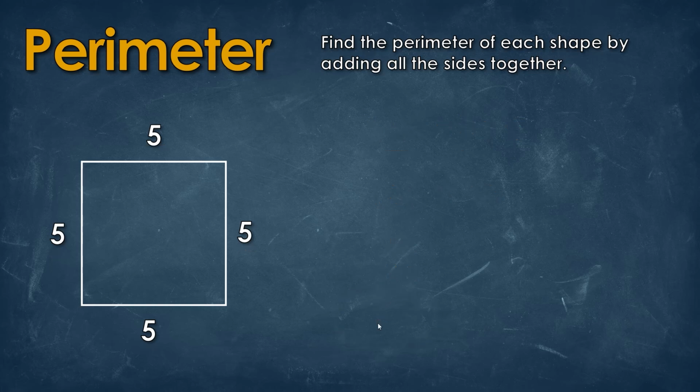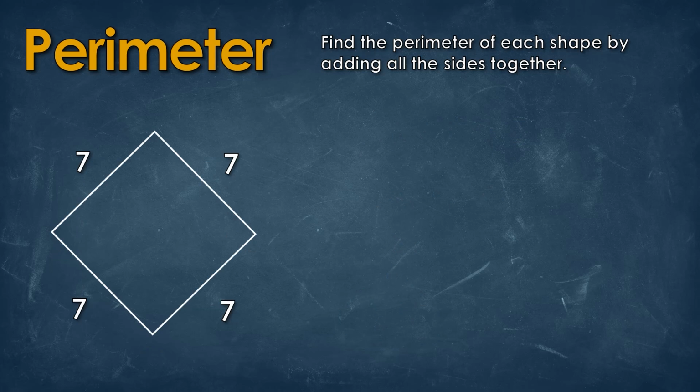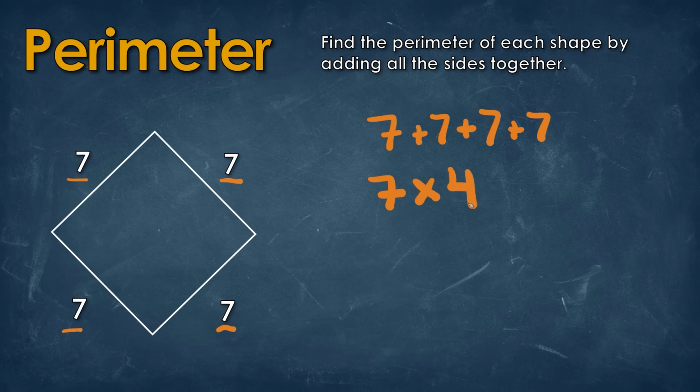Let's try another example. So we have a diamond here, and we have 4 sides to this diamond. Each side has a number that corresponds, and it's all the same number. It is 7. So this could be 7 plus 7 plus 7 plus 7. Or, since we know each side is the same length, we can take this as 7 times 4, which would be the same as 7 plus 7 plus 7 plus 7, and 7 times 4 is 28.